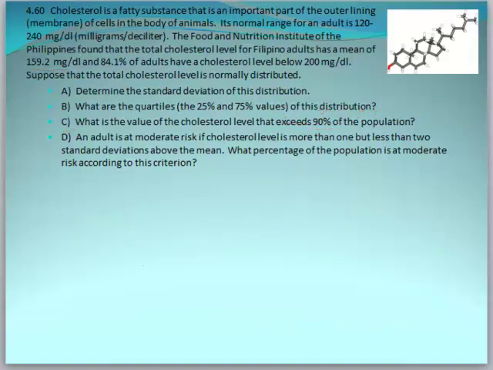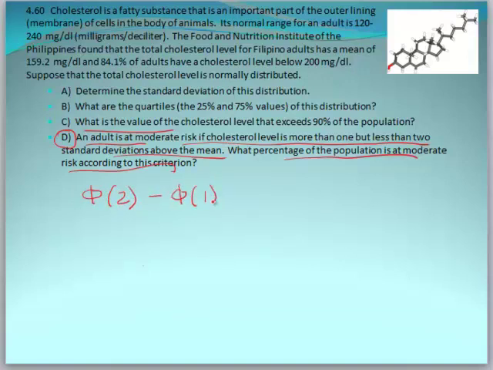So now, an adult is at moderate risk if a cholesterol level is more than 1 but less than 2 standard deviations above the mean. What percentage of the population is at moderate risk? If we wanted to, we could just say the area involved with z equal to 2, or 2 standard deviations above the mean, minus the area of 1 standard deviation above the mean, or z equal to 1.